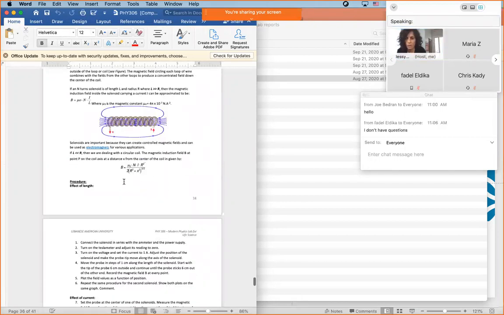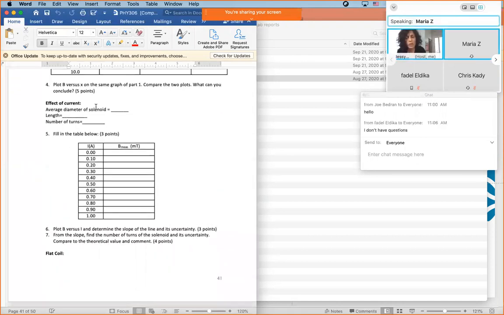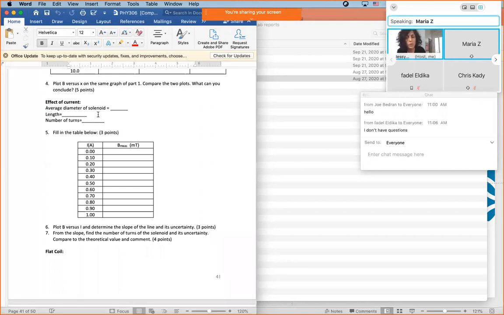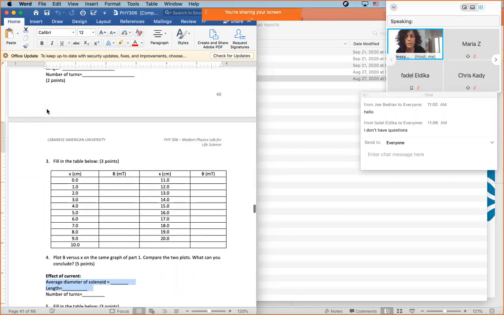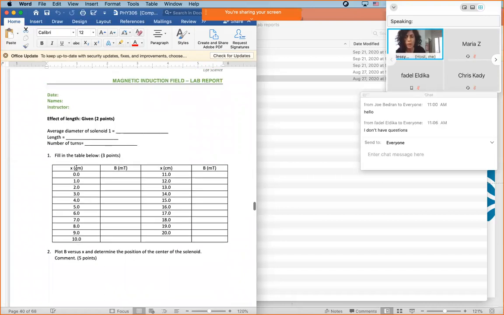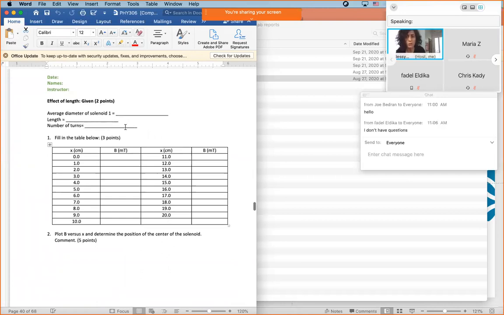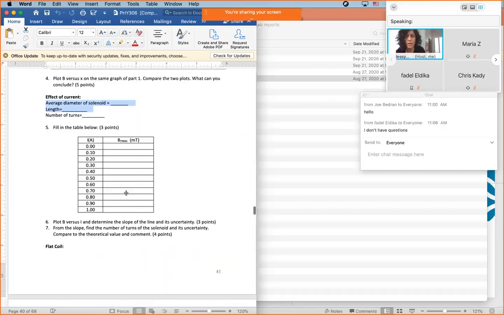So it's here, right? Okay, so in the part where you have the average diameter of the solenoid and the length of the solenoid, please unmute yourself because I can hear my voice. Yes, so the diameter and the length are basically the same as in part 1, because in part 1, you have 2 solenoids of the same average diameter and same length. It's only the number of turns that vary. I think you have 500 turns and 1000 turns. Now, I believe the number of turns for the effect of current should be given to you.